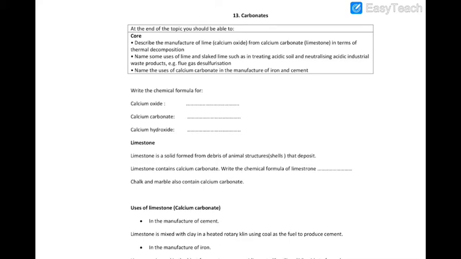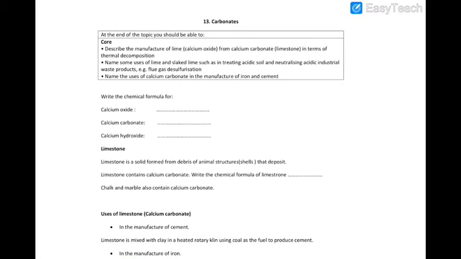Hi everyone, so we'll be looking at the topic on carbonates. So let's start to write the chemical formula of these substances. So calcium oxide, calcium has valency 2, oxygen valency 2, so CaO. Pause the video, try to write these formulas, and then you can check your answers.